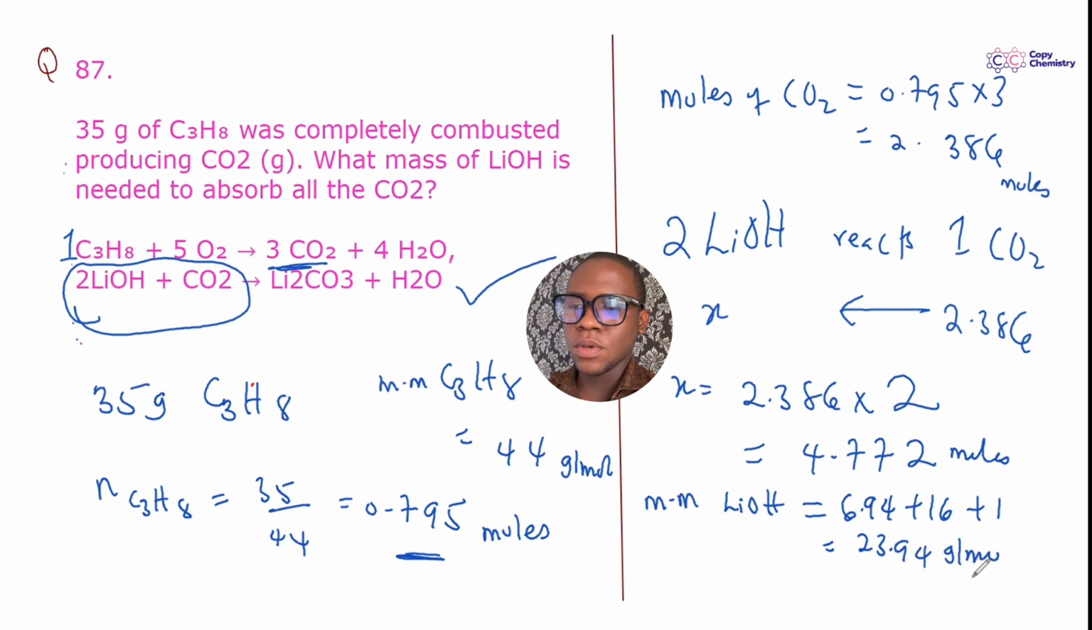grams per mole. So that means the mass of lithium hydroxide will just be number of moles times molar mass. So that's 4.772 multiplied by this one here, 23.94. And that gives me 114.25 grams. That is the mass of lithium hydroxide that is needed to absorb all the CO2.